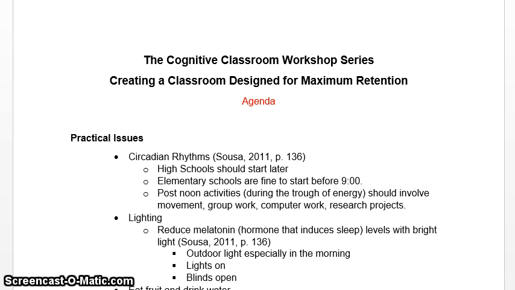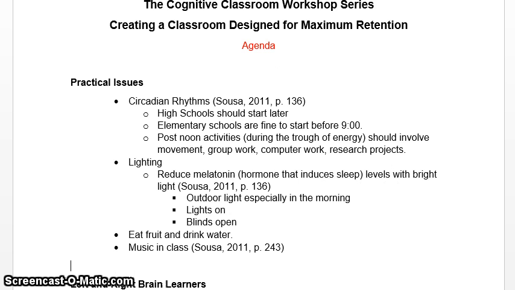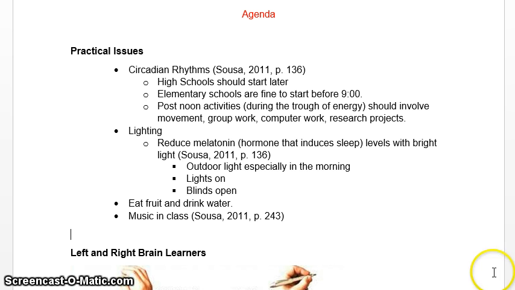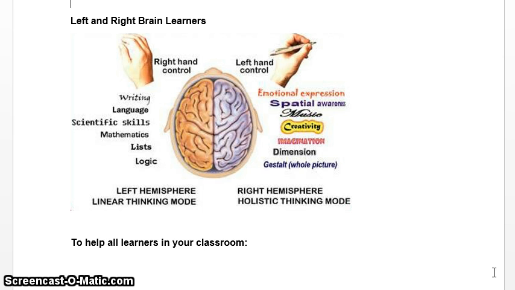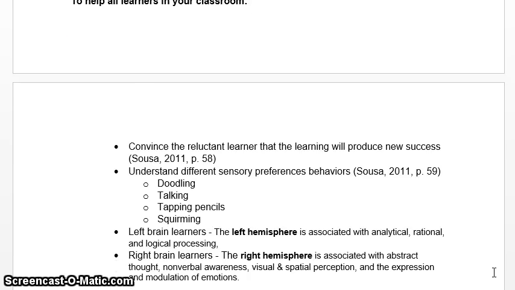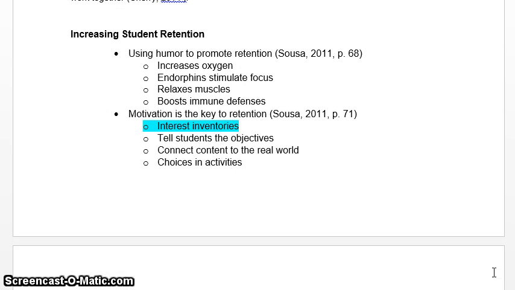So we're going to start with an overview of different things that you might use in a workshop series on the cognitive classroom. And one thing that I thought might be interesting to talk about in a workshop would be practical issues that we learned about at the beginning of the semester from our text. And I also included a section on left and right brain learners because that's just fascinating. I found quite a bit of research on that, and left and right hemisphere. And then student retention. We've learned about using humor in the classroom. We've learned about motivating our learners.